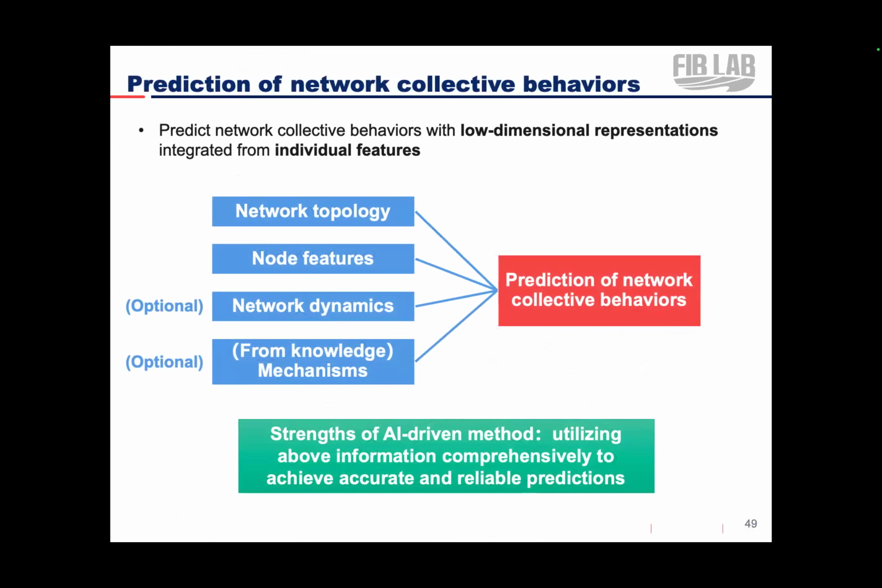So the next task is to predict network collective behaviors, like whether a network will collapse under attack. It requires capturing emergent properties, that is, behaviors that arise from interaction but aren't evident in individual nodes. In this task, AI excels by integrating topology features and dynamics into models that simulate these emergent effects.